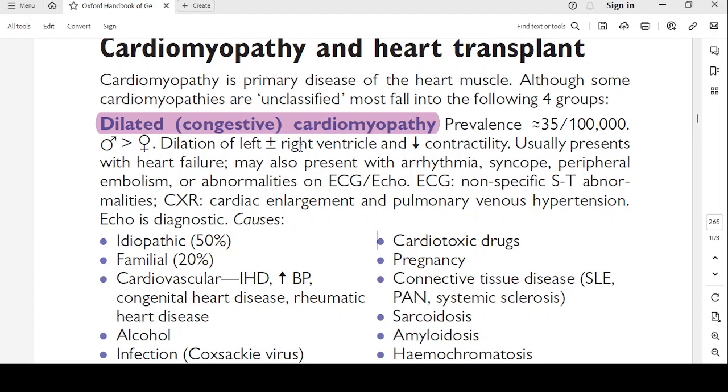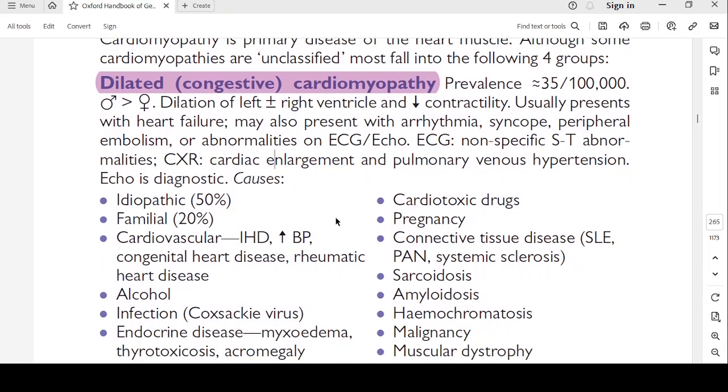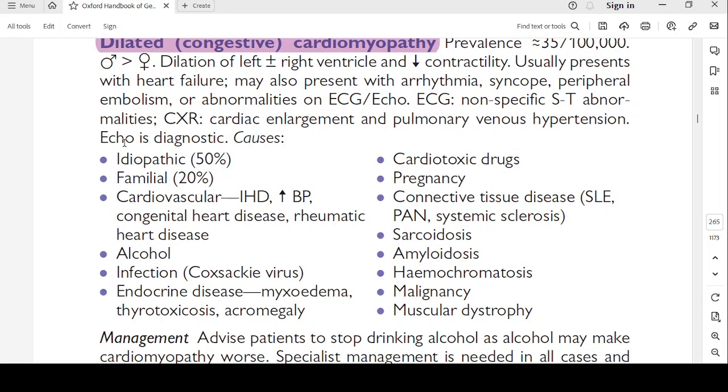Dilatation of the left ventricle and decreased contractility. Usually presents with heart failure. May also present with arrhythmia, syncope, peripheral embolism or abnormalities on ECG or echo. ECG abnormalities are non-specific ST abnormalities. Chest X-ray, there is a cardiac enlargement and pulmonary venous hypertension. Echo is diagnostic for dilated cardiomyopathy.